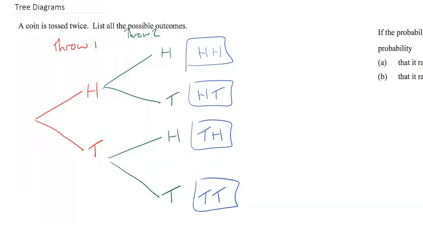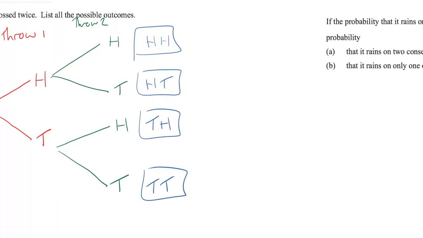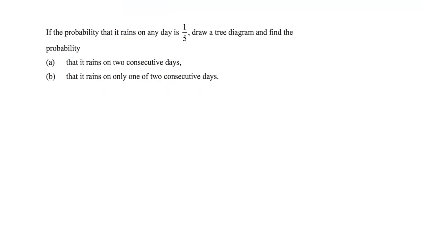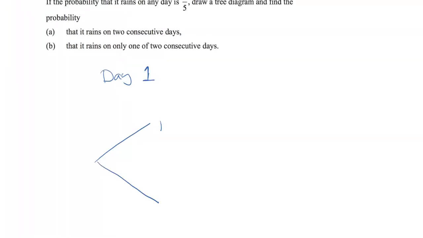Okay, so let's go on now and extend this to probability and see how we can use another example to work out some probabilities. So, if the probability that it rains on any day is a fifth, draw a tree diagram and find the probability that it rains on 2 consecutive days and then that it rains on only one of 2 consecutive days. So if we start then and we say let's have our first branches as day 1, right? So it is going to either rain or not rain. I'll use R for rain and NR for not rain, okay?